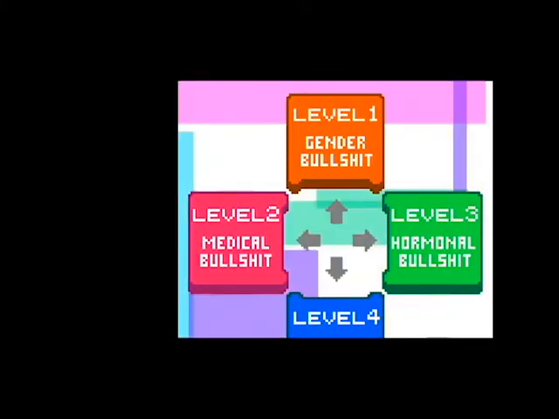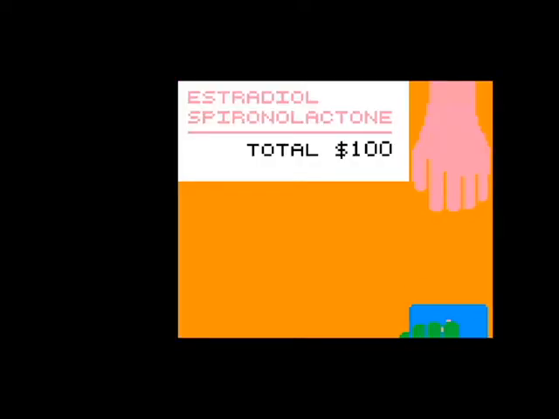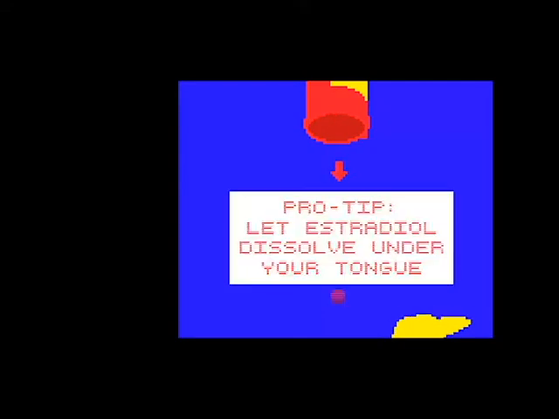So now we're taking estrogen pills, and their blood pressure is very high. I would assume from frustration and anger and fear and all sorts of negative emotions they're bottling up and experiencing because they're going through this process. So the next level is hormonal bullshit. And they've gotten a prescription for estrogen. So I'll use my insurance. It goes from 100 to 99. Whoopee. And their body is starting to change.